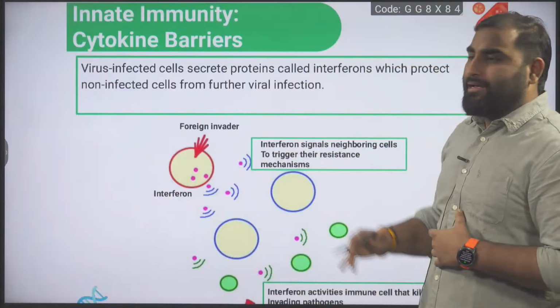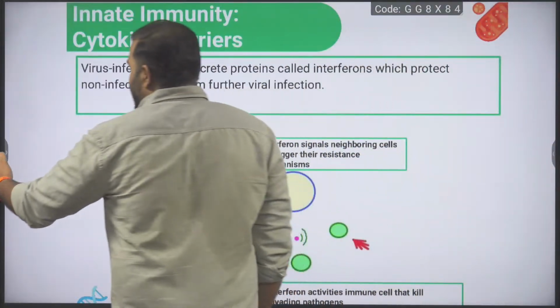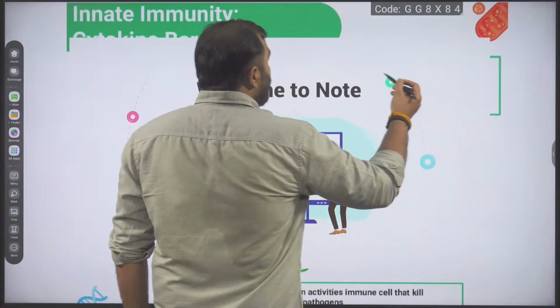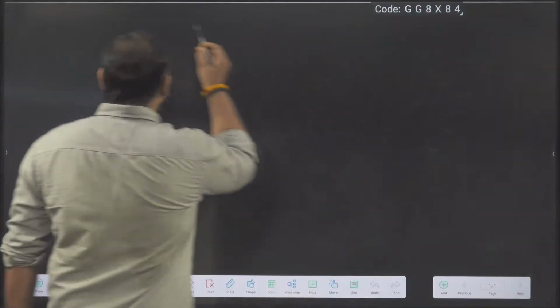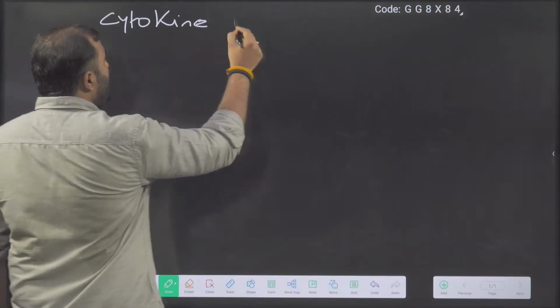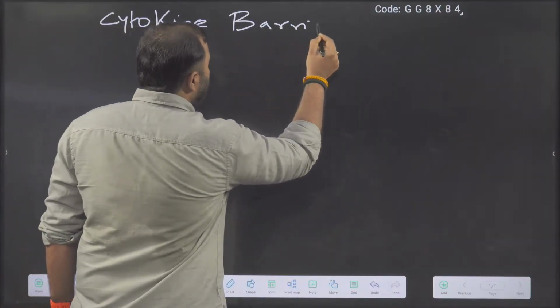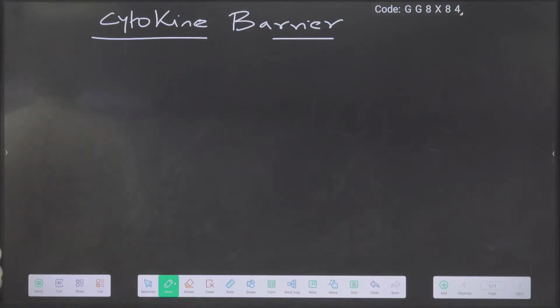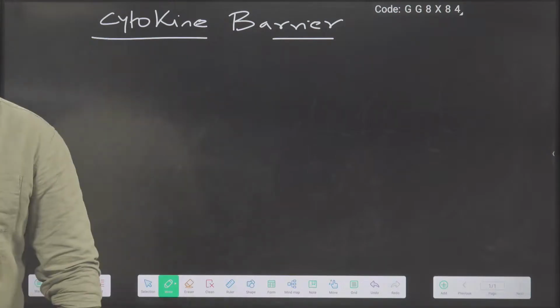Come on, last barrier. Cytokine barrier. Okay, now pay attention. Last concept of the day, guys. Cytokine barrier. Okay, let's continue. Sir, IgA is an enzyme? No, IgA is an antibody.